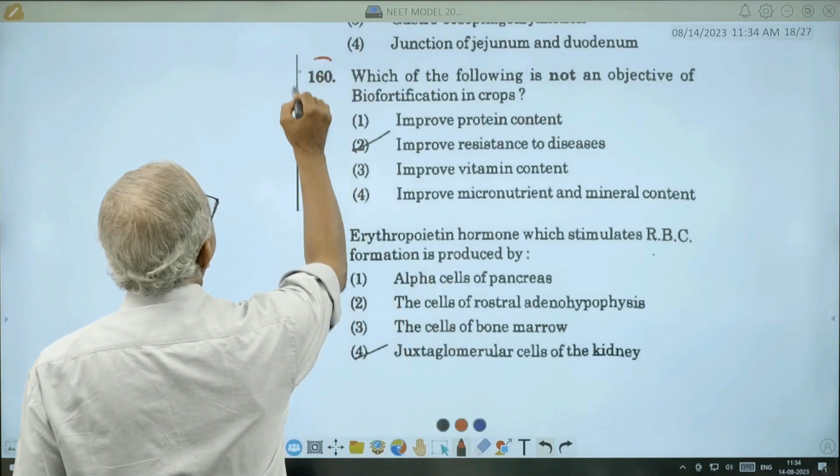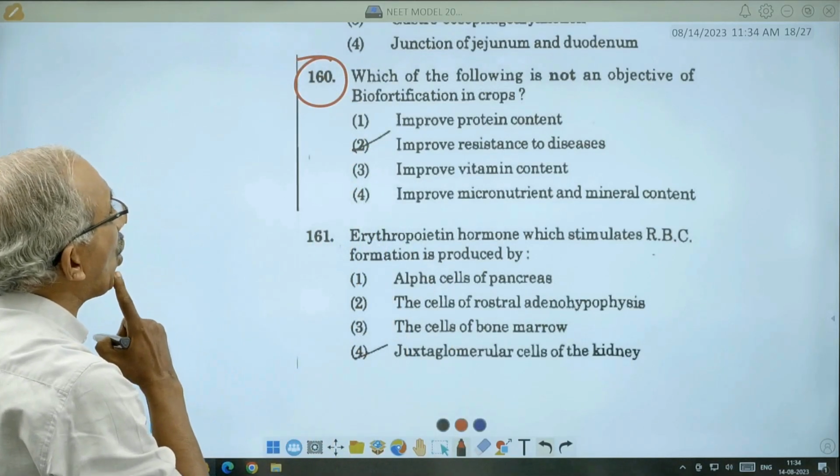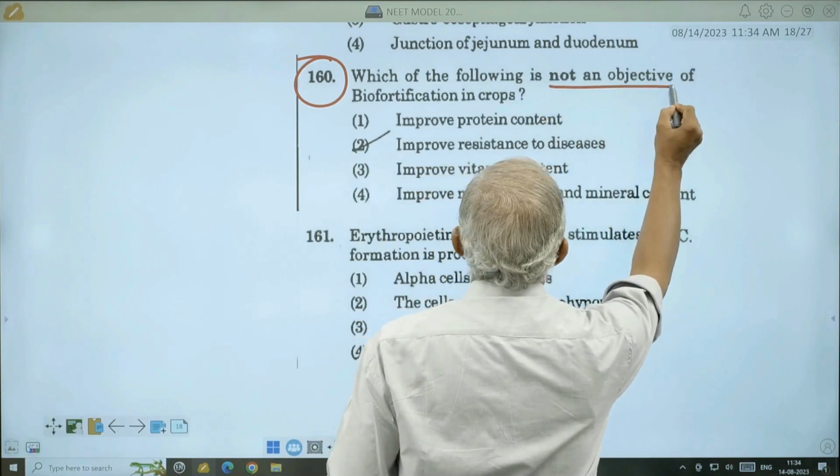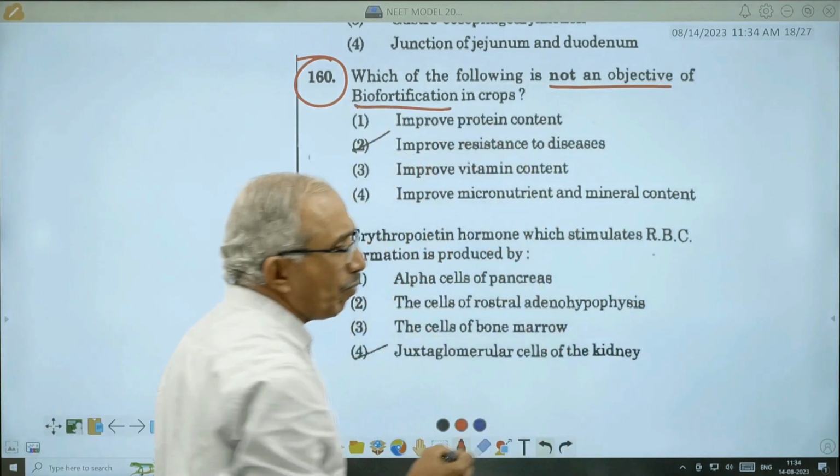Then the next question is of botany, number 160. Which of the following is not an objective of biofortification?